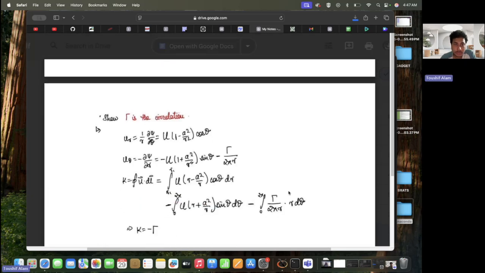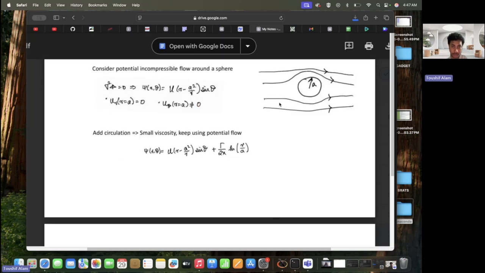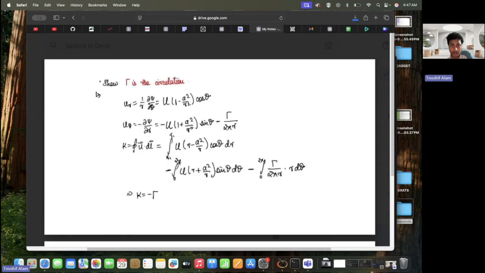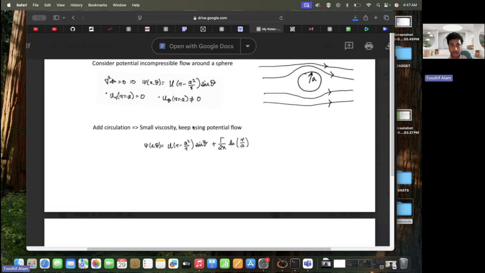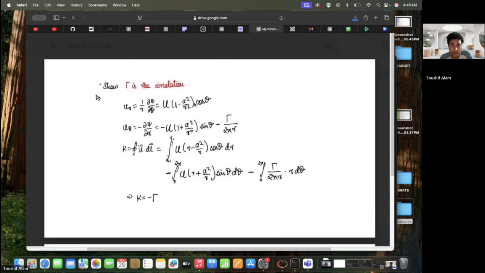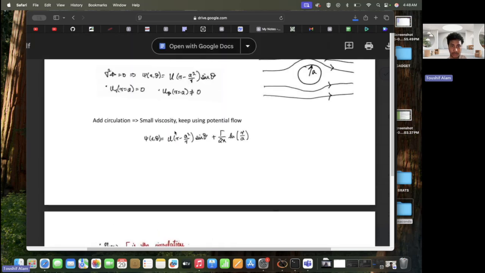There is a homework for you. Gamma is the circulation. So u_r will be 1 by r del psi del theta. If you just differentiate this equation, from sin theta you will get cos theta, and then u_theta is minus del psi del r, which will be this. This is the theta form and this is the r form.